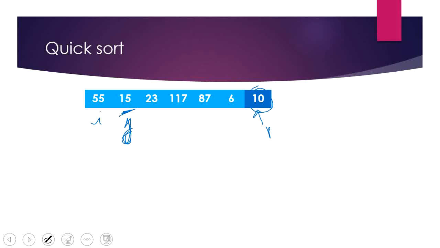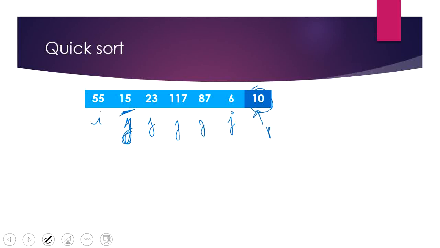In this case, it has to come after the pivot. So we are simply ignoring and moving our J to 23. Checking again, 23 is again greater than the pivot element, which is 10. So we are moving our J again. 117 is again greater, so moving our J again to 87. 87 is again greater, so moving J to 6.